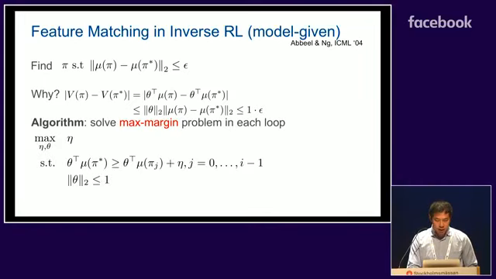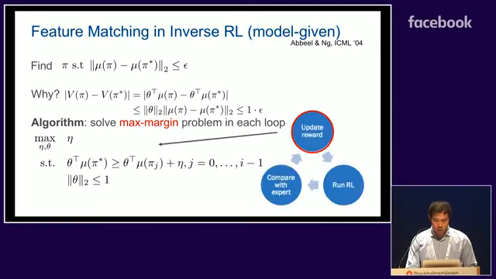And so here's the algorithm sketch. For each iteration, we solve a max margin problem. This optimization basically tries to find the max margin of the expert features from all the policies that we have found so far up to this round. And every time we solve this optimization, we get a new reward estimate. So if we refer back to the diagram that we had before, this is only the update reward step.